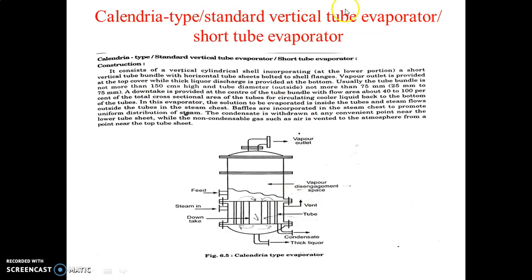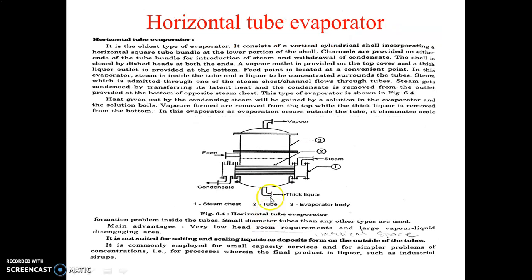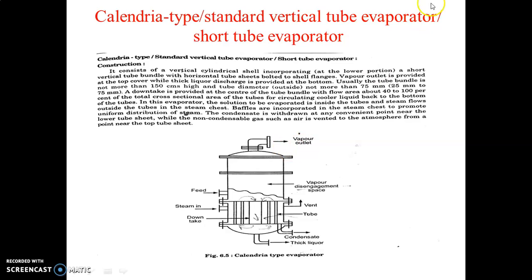Then the next type of evaporator is the calandria type, also called a standard vertical tube evaporator, or a short tube evaporator. Vertical tube means the tubes are vertical, whereas in the previous case the tubes are horizontal. So remember: if the evaporator is called horizontal tube, the tubes are horizontal, and when it is called vertical tube, the tubes are vertical. The construction of both evaporators is the same.